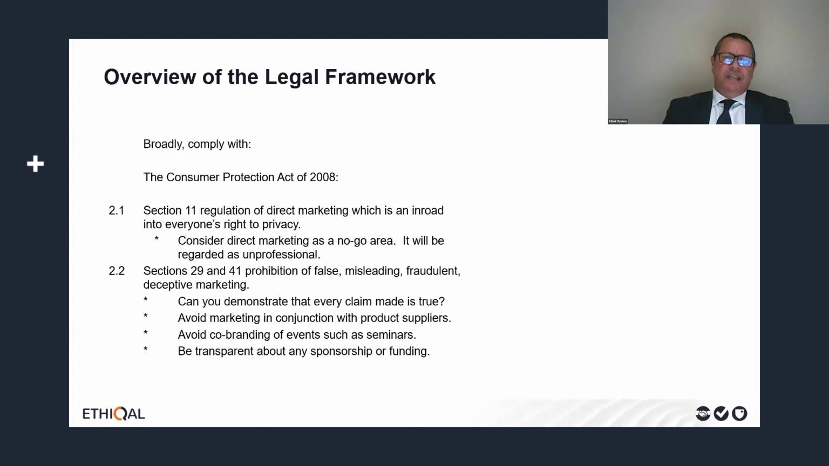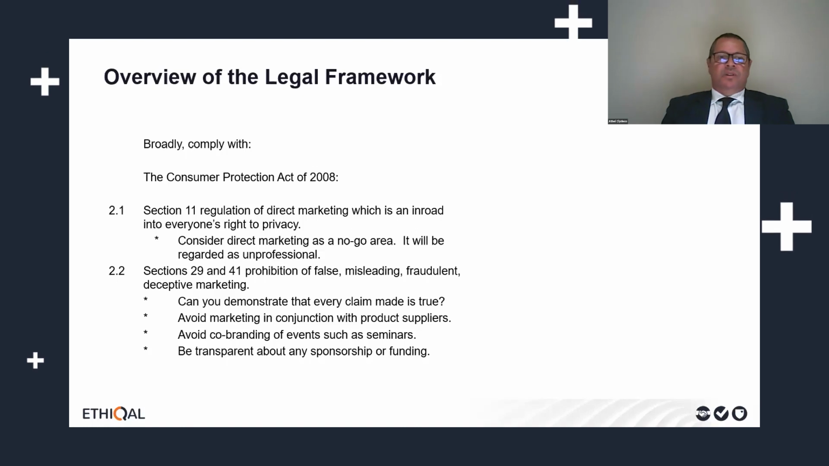So, as a sort of checklist with regard to what you intend to publish as marketing material, you should consider the following. Number one, if you are making any form of claim, can you demonstrate that that claim is true? If not, then in all likelihood, the advertising will be regarded as being unprofessional. You want to avoid any form of marketing which is associated with, in the minds of patients, or is done in conjunction with product suppliers. You do not want to be seen to be promoting product A in preference to product B in the market. And a little bit later on, we'll get to dealing with that in more detail.